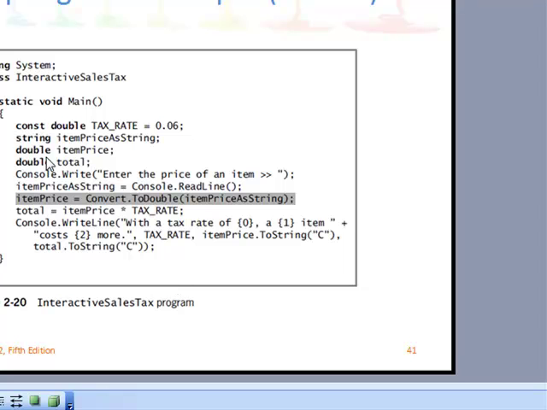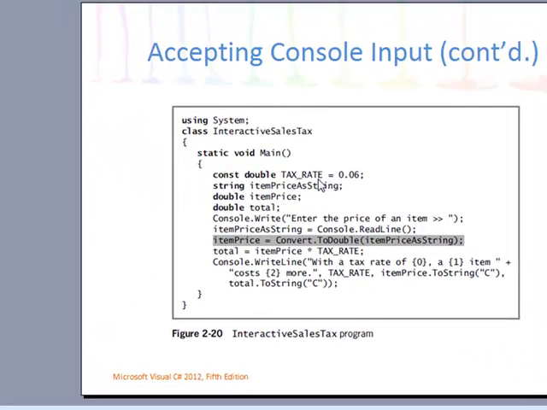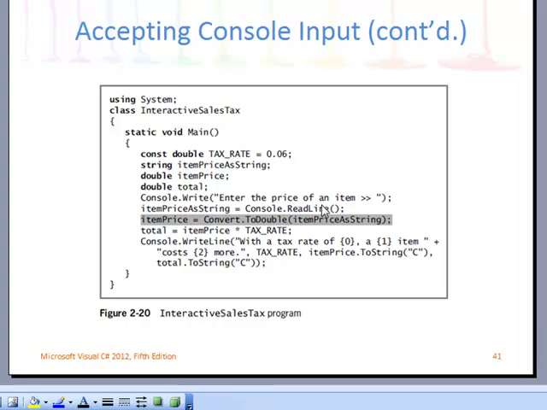So let's look at this example. We have a tax rate which is going to be fixed as the program runs, so we make that a constant. And it has a decimal value, so we make it a double data type. The next one is a string data type, item price as string. Then a double, item price, and a double, which is total. So the first thing when the program runs is it says write to the console whatever's between these parentheses, and in this case it says enter the price of an item. You notice it says write, so output will pause right here. The cursor will be sitting right here.